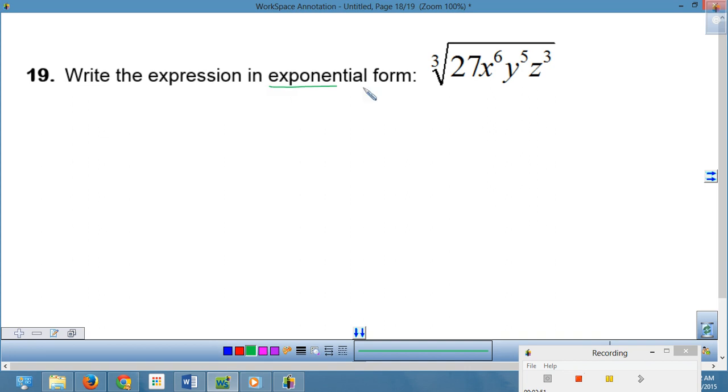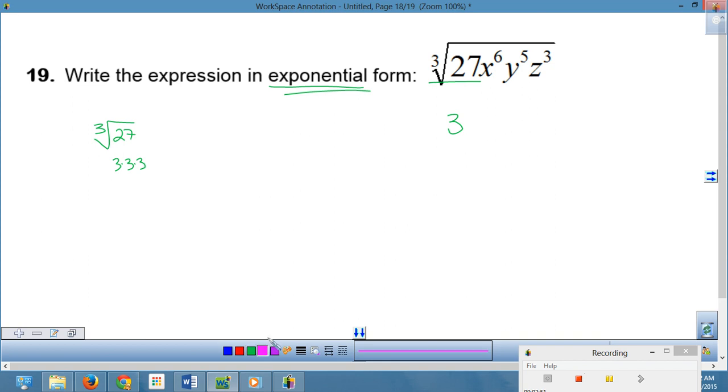Write the expression in exponential form. So that means we don't want this radical. We want it in either a fraction form or in this form right here. So, first thing you need to know is this is the third root. And so when we do the numbers, try to think of it as just the third root of 27. What times itself 3 times will give us 27? Well, 3 times 3 times 3 is 27, so this gives us 3.